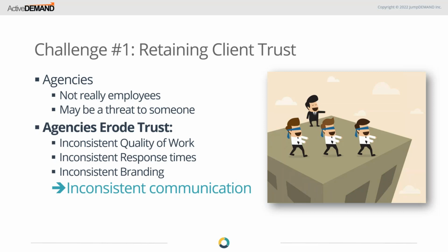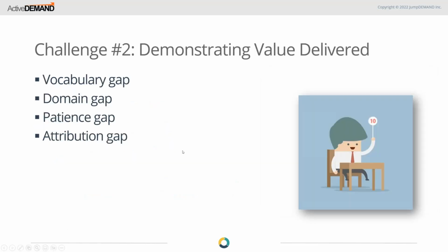And I argue that one of the biggest things agencies and marketers do to erode trust is inconsistent communication. I'll talk about this later in the presentation: what hurts communication is the vocabulary gap, domain gap, patience gap, and the attribution gap. The challenge is for us as marketers to consistently demonstrate the value we are delivering to our client constituents, whether external or internal. I'll talk about each of these in just a little bit.